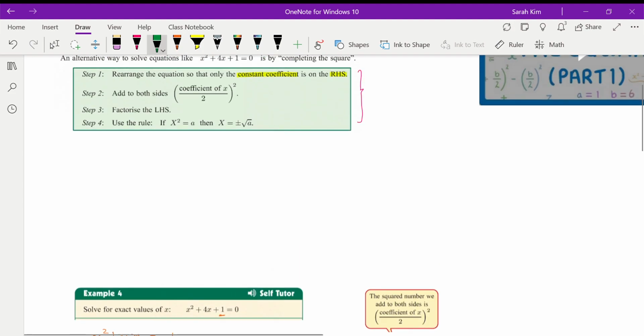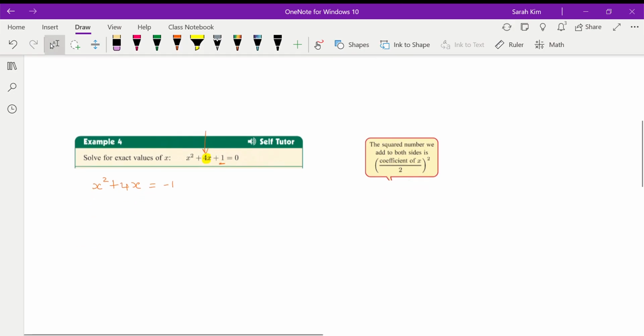Okay, step 2: what I have to do is add to both sides this factor. So you need to locate the coefficient of the x term, which is this number, 4. And then you've got to divide it by 2 and then square that value. So to both sides, let me rewrite this equation. You leave a bit of space for the constant term. So basically, I have to divide the 4 by 2 and then square it.